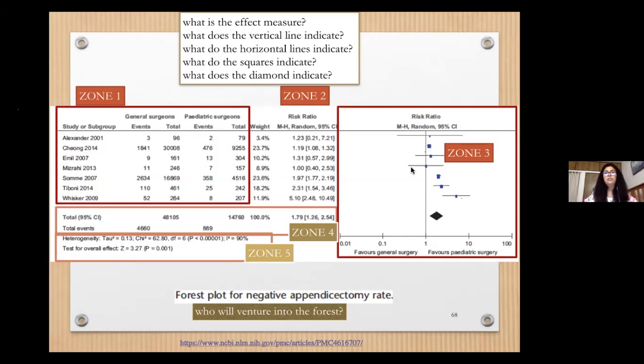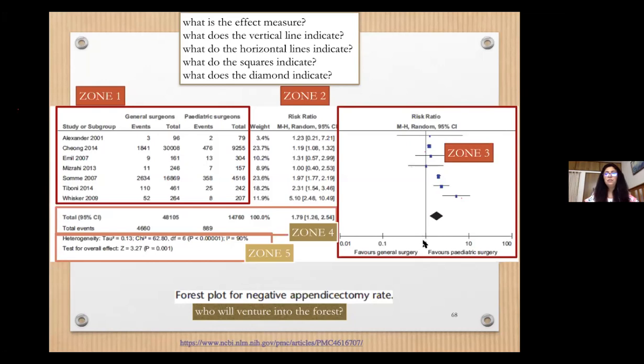Yes, because just like your confidence intervals when you do a t-test or any other statistical test, if you're doing a regression and your confidence intervals for the ratio include 1, that means in a ratio there is no difference. You're comparing general surgeons to pediatric surgeons. If the ratio is 1, that means there is no difference, right? 1 over 1, and if you subtract the two, it's 0, right? So this is a line of no effect.